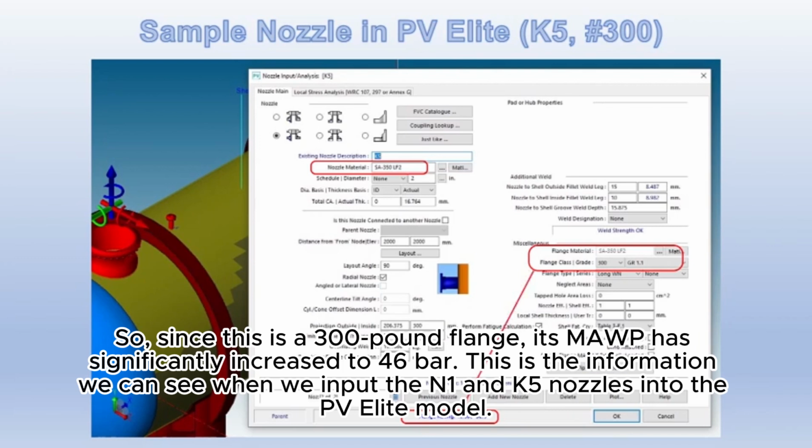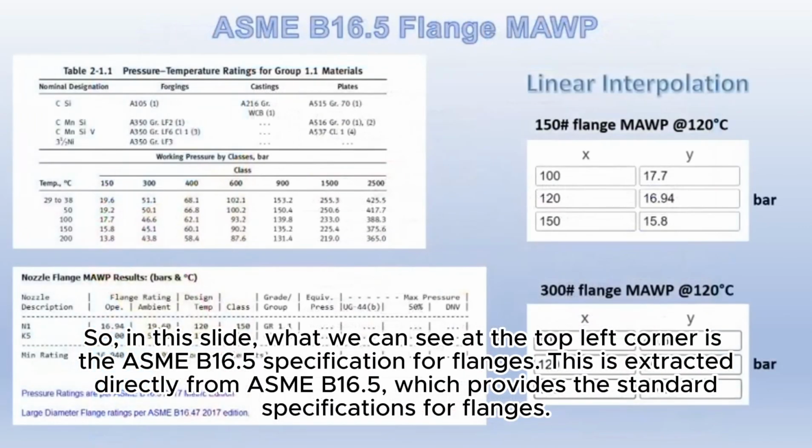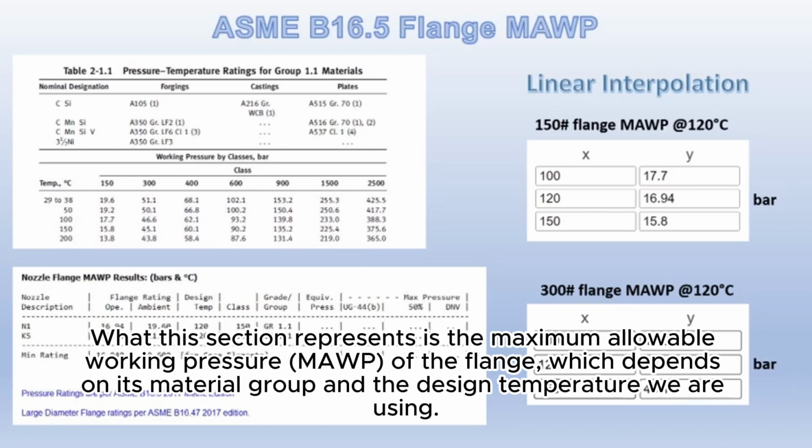This is the information we can see when we input the N1 and K5 nozzles into the PV Elite model. So in this slide, what we can see at the top left corner is the ASME B16.5 specification for flanges. This is extracted directly from ASME B16.5, which provides the standard specifications for flanges. What this section represents is the maximum allowable working pressure, MAWP, of the flange, which depends on its material group and the design temperature we are using.